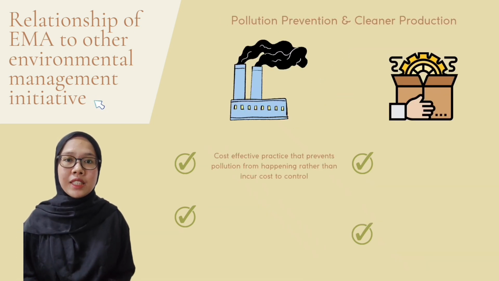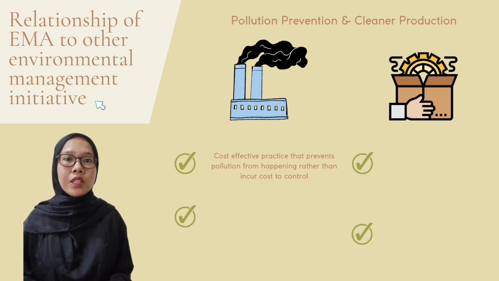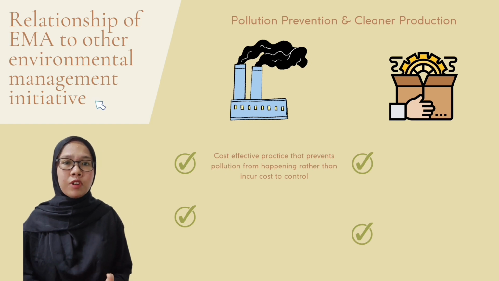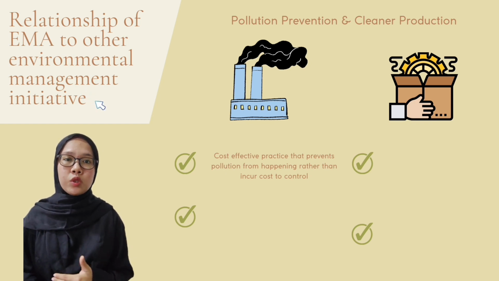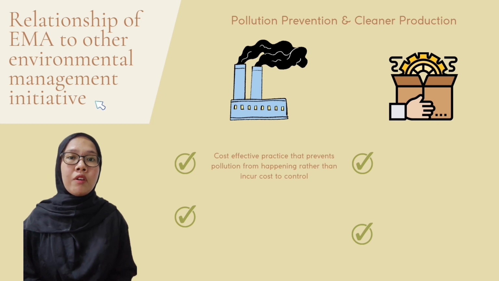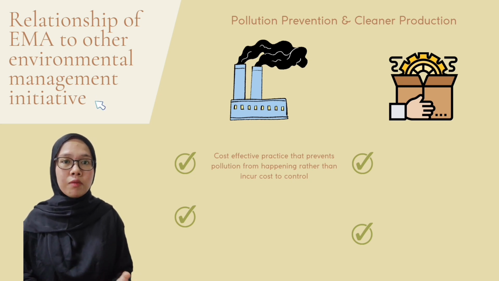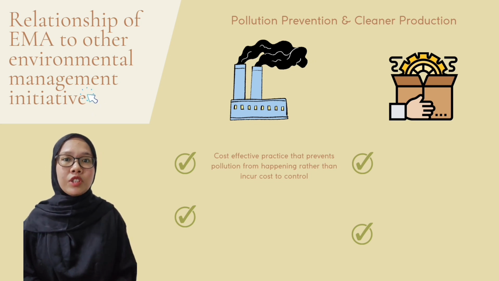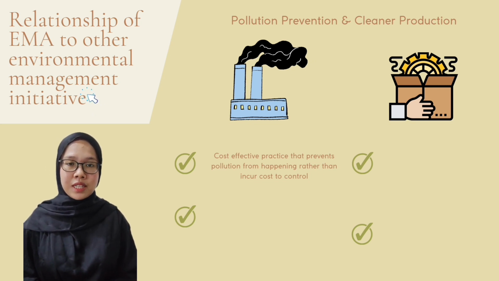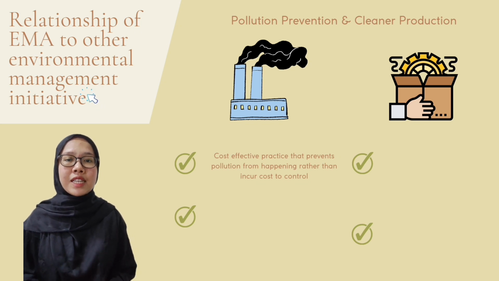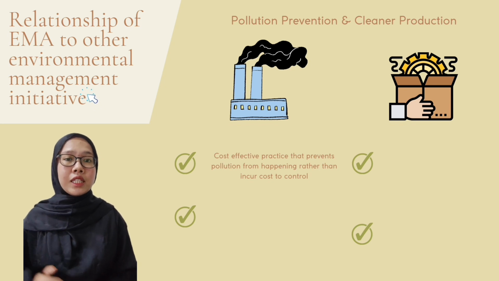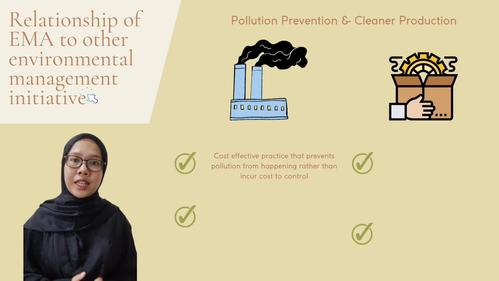Lastly, pollution prevention and cleaner production. Pollution prevention can be defined as a cost-effective practice that prevents pollution from happening rather than incurring costs to control it. It reduces the amount of toxicity of potentially harmful substances at their sources prior to generation, treatment, offsite recycling or disposal. The main aim is to prevent organizations from suffering high costs and liabilities to clean up the pollution. This approach is usually implemented by agriculture and industrial sectors.